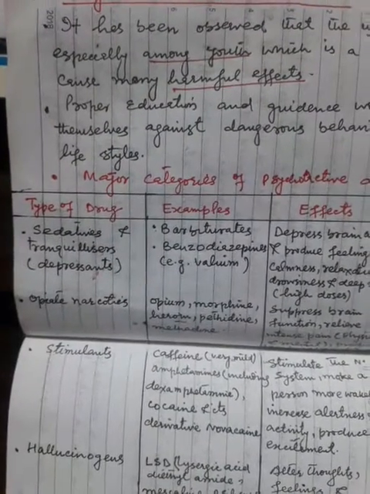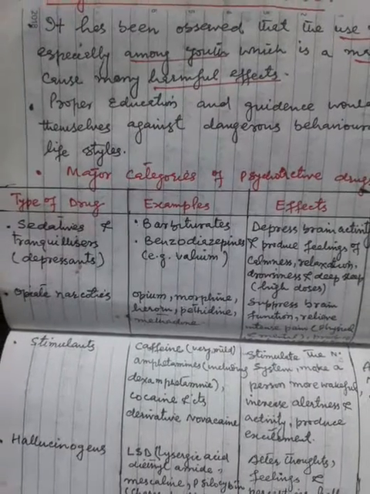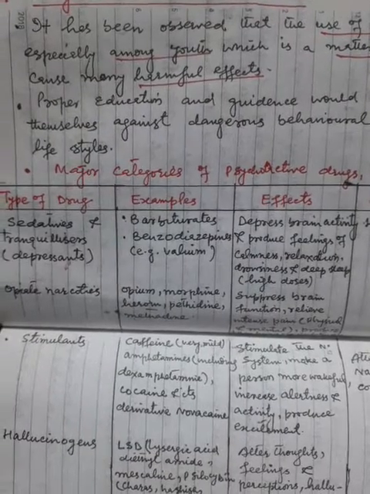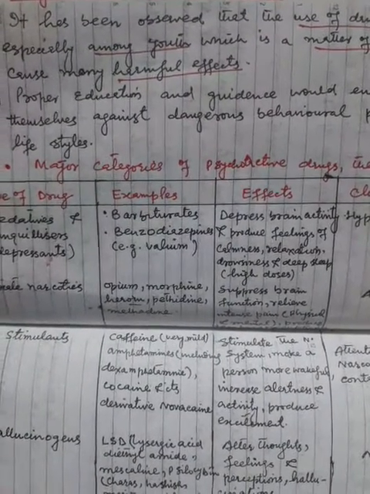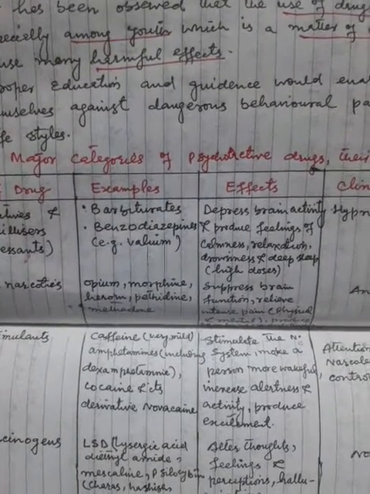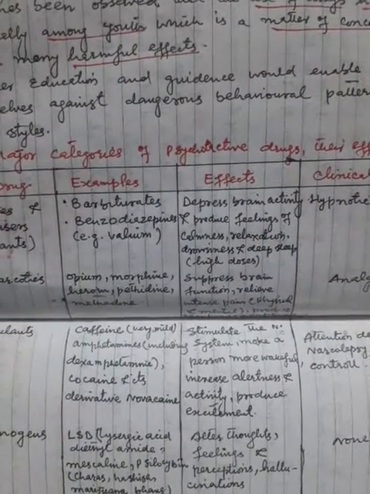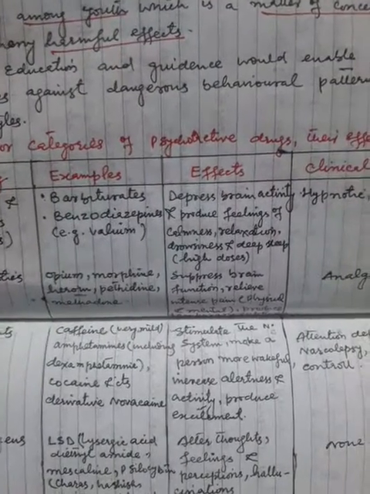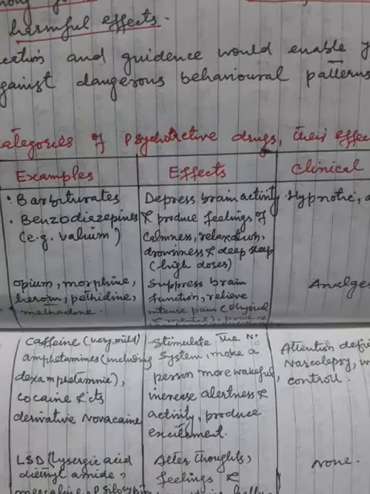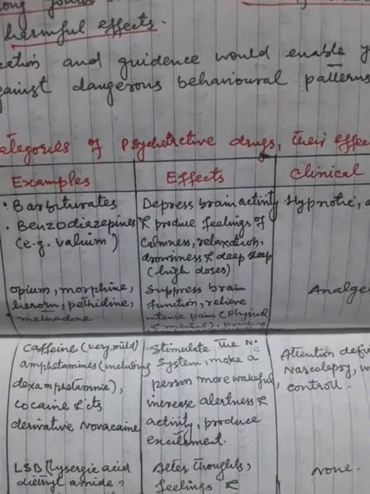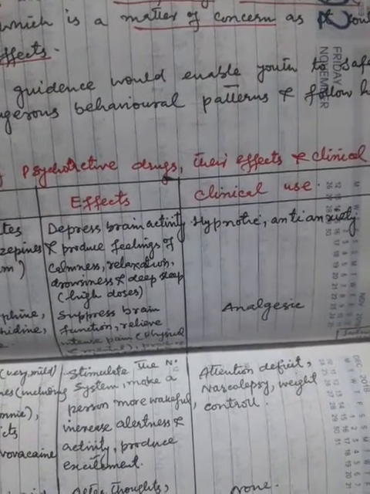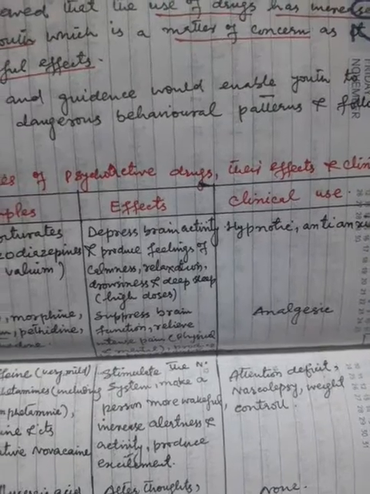Type of drug, examples, effects, and clinical use. Amongst types of drugs, we have sedatives and tranquilizers. They are depressants. Examples of these sedatives and tranquilizers are barbiturates, benzodiazepines, for example, Valium. Effects: they depress brain activity and produce feelings of calmness, relaxation, drowsiness, and deep sleep in case of high doses. Clinical use: they are hypnotic and anti-anxiety.